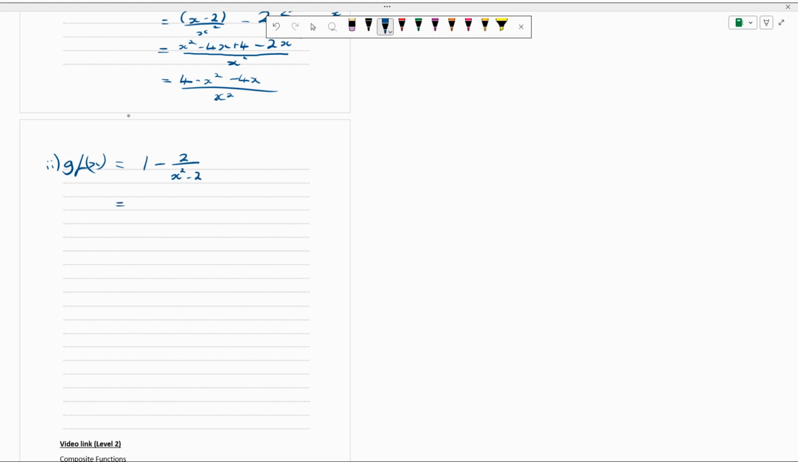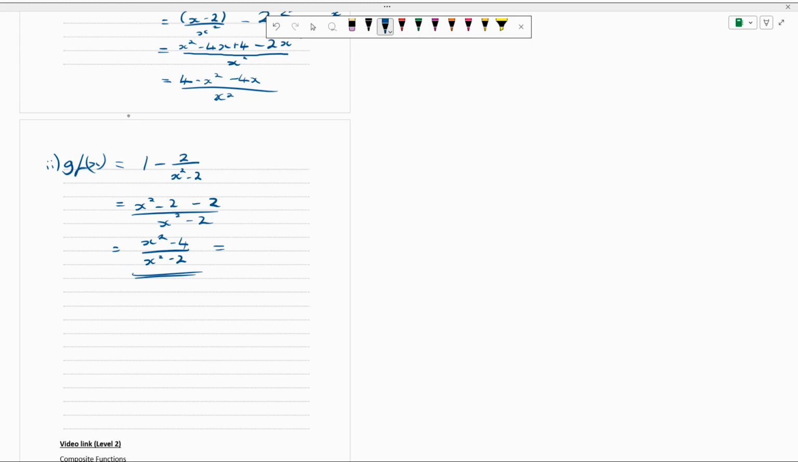That's the same as me putting this as x squared minus 2 all over x squared minus 2, and then take away another 2 all over x squared minus 2. I'm just using the fact that 1 is the same as having the same on the top and the bottom. Now I can tidy this up. I get x squared minus 4 all over x squared minus 2. Now, I could leave it as that. There's nothing really I can do.